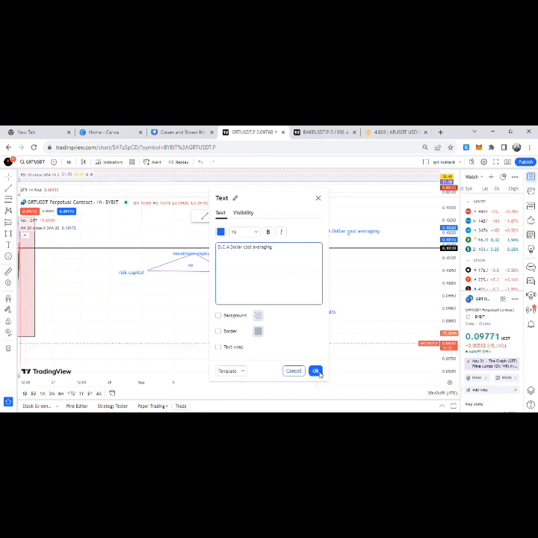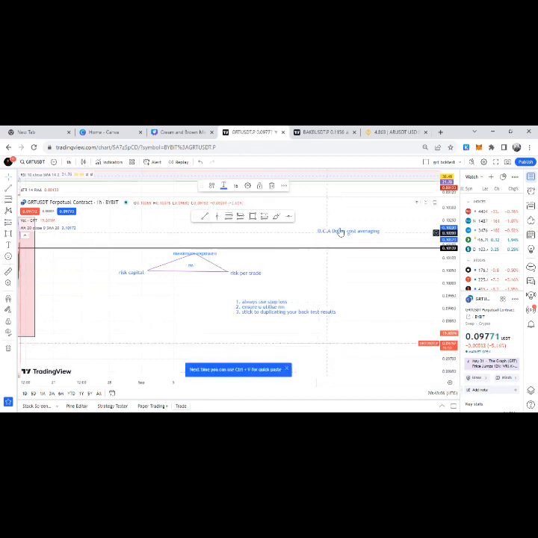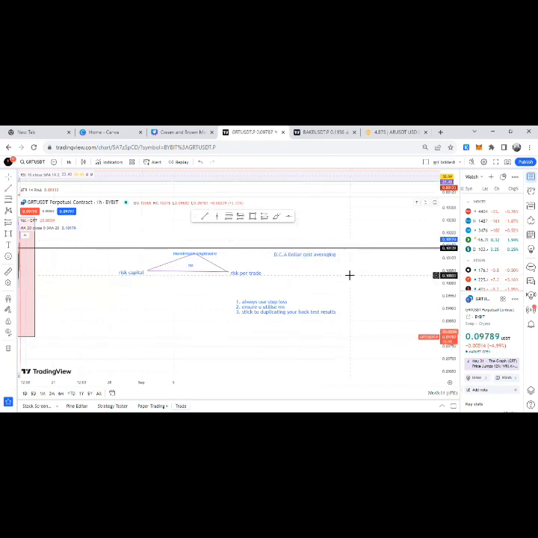Okay. Now, let me explain what that means. We already said that for each of your trades, if you're trading with $10,000, each trade should not be more than $100 for your position size, right? Now, for that position size, remember that not all trades will yield profit. Some will give you losses. So let's say that you want to enter that trade. Now, this dollar cost averaging is the most effective way to manage risk when trading futures.